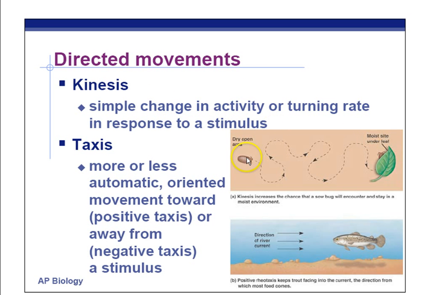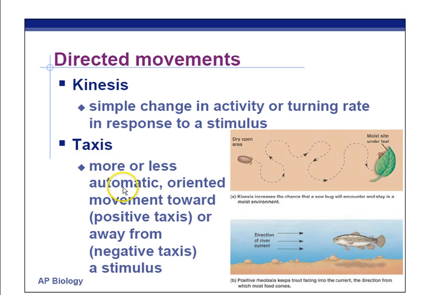Here we have an example of a pill bug kind of randomly moving toward the dry or the wet environment underneath a leaf, which is also going to be away from the light as well. In this case, it's going to be the moisture causing the kinesis that will be the simple change in movement of that bug until it reaches the moisture.